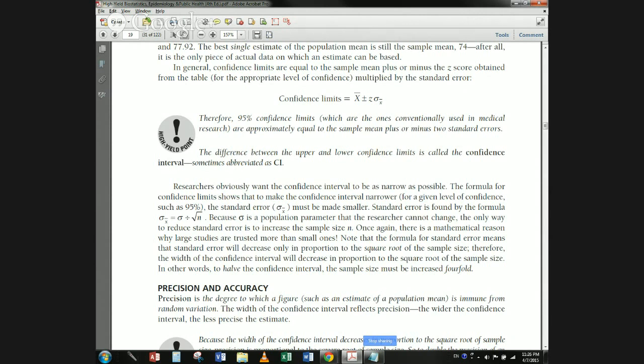And once again, there is a mathematical reason why large studies are trusted more than small ones. Know that the formula for the standard error means that the standard error will decrease only in proportion to the square root of the sample size. Therefore, the width of the confidence interval will decrease in proportion to the square root of the sample size. In other words, to halve the confidence interval, the sample size must be increased fourfold.